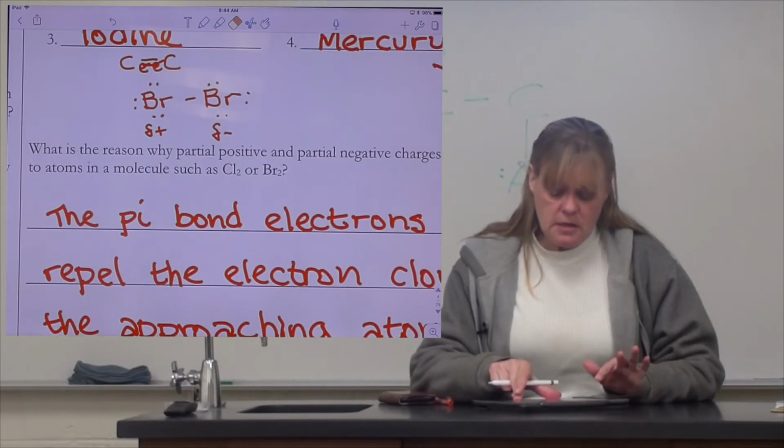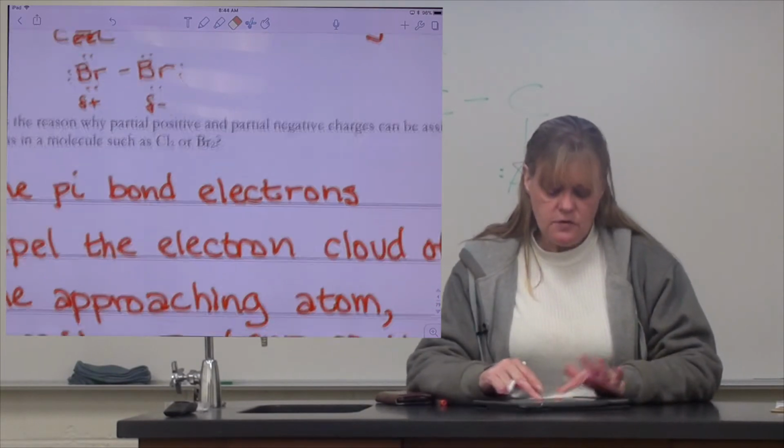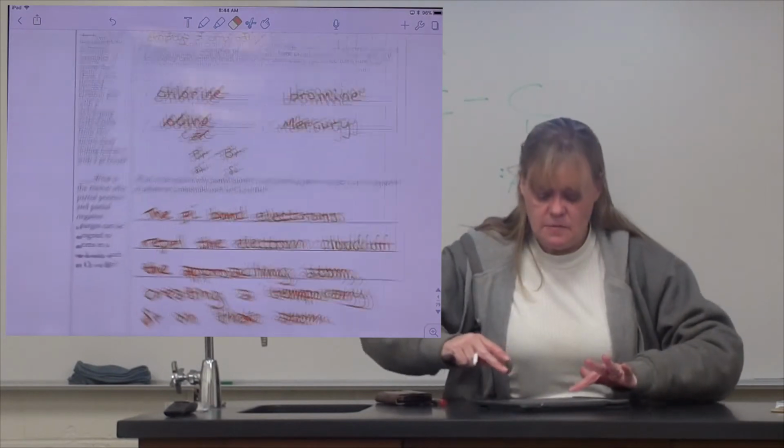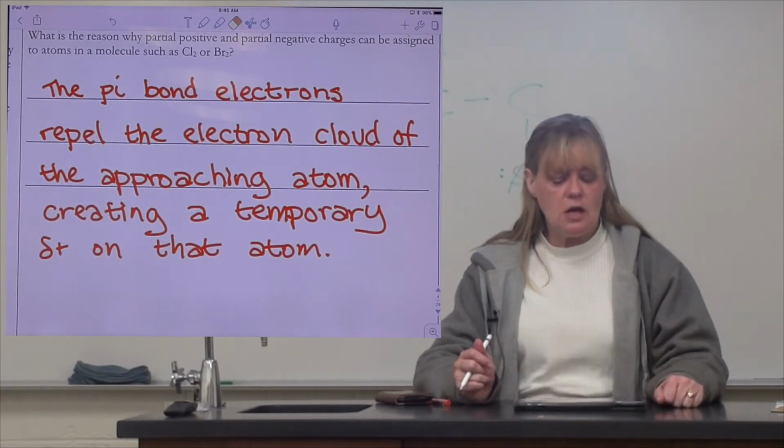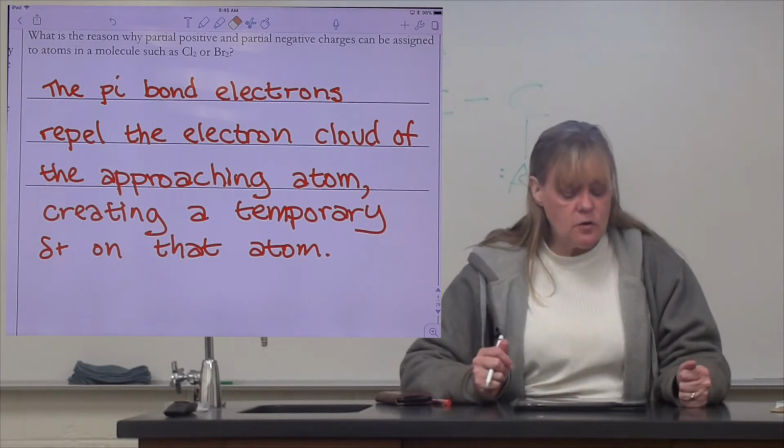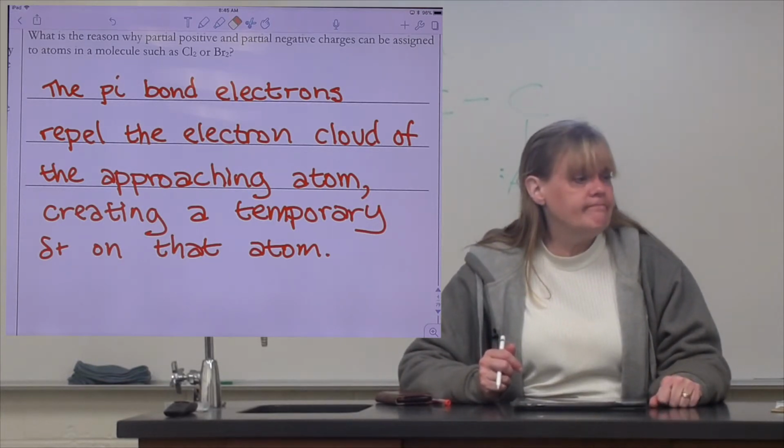Okay, so that's the reason why partial positive and partial negative charges can be assigned to atoms in a molecule such as chlorine or bromine. The pi bond electrons repel the electron cloud, and that creates a partial positive.